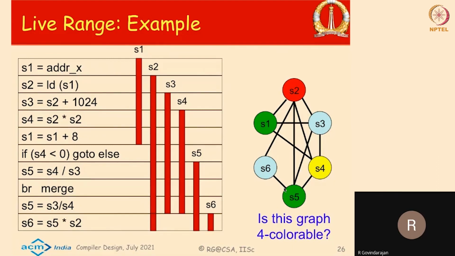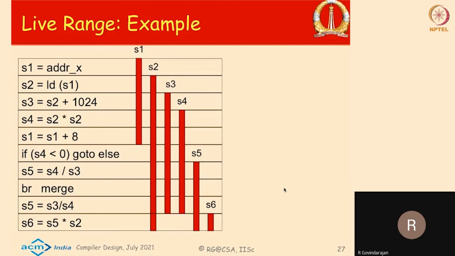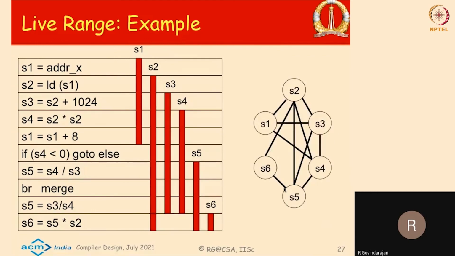S6 could have been given red or yellow, right? And similarly, S5 could have been given blue. But if S5 is given blue, S6 cannot be given blue. That is also there. Okay. Right? So this is essentially what we are going to call the graph coloring problem. Now let's ask the question, is this graph 3 colorable? Right? Can we color this using only 3 registers?